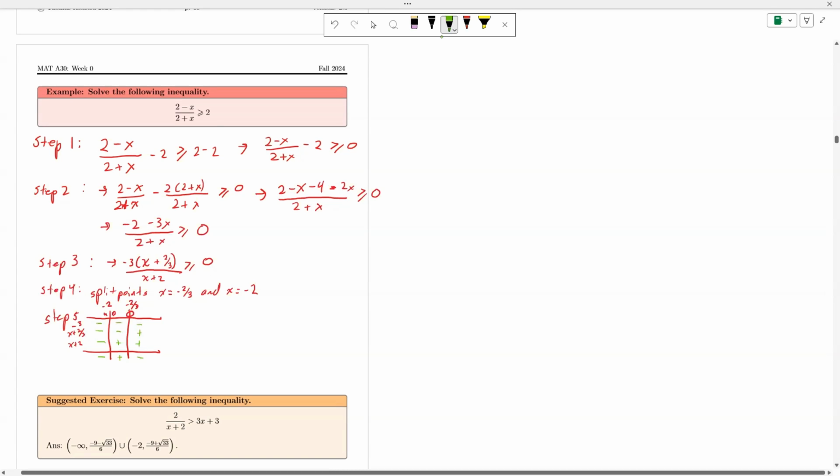And what do we want? We want greater than or equal. So because it's greater than or equal, I'm going to include my 0. Greater than, and then I'm not including this point here. And this is my step 6. And now I finally, in step 7, write this out using interval or set builder notation. So x is in minus 2 up to minus 2/3. And we have our solution.